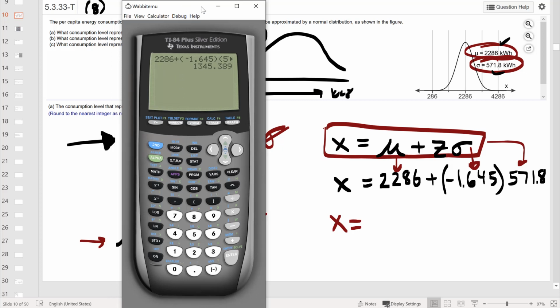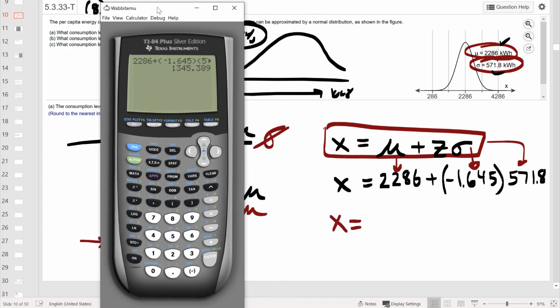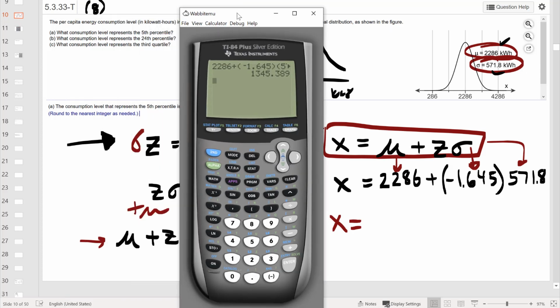1345.3, and this says round to the nearest integer. Awesome. So it's going to be 1345. That's the 5th percentile of this. So real quick here, I guess we should say, what does this mean? What does this mean in actuality?